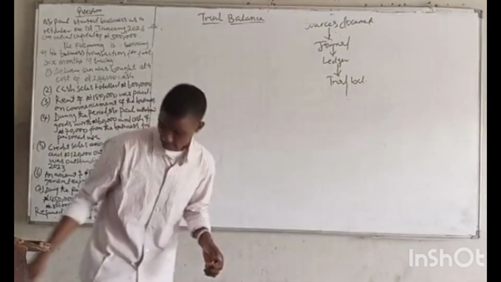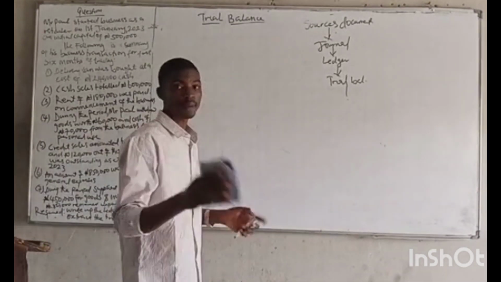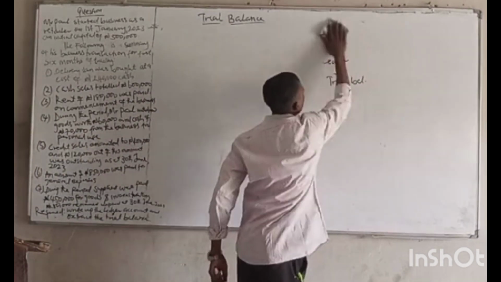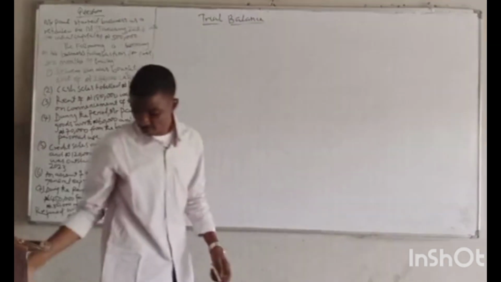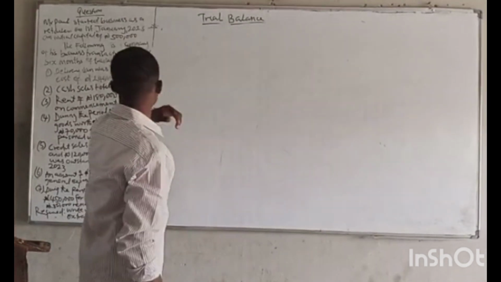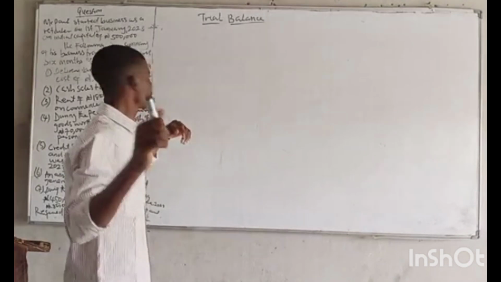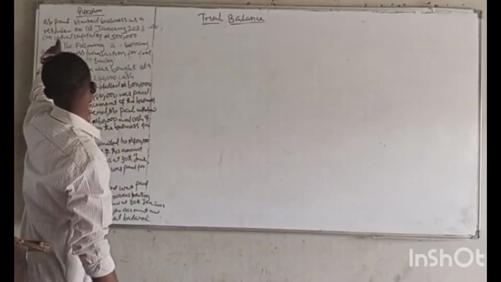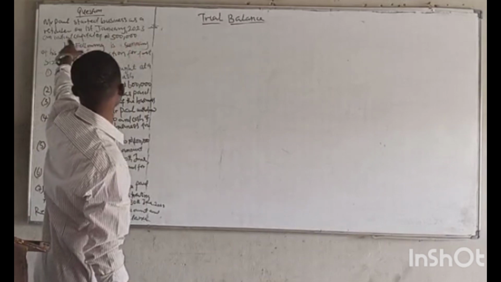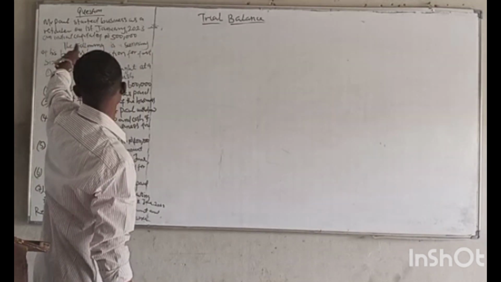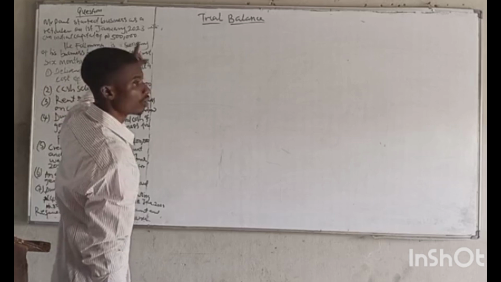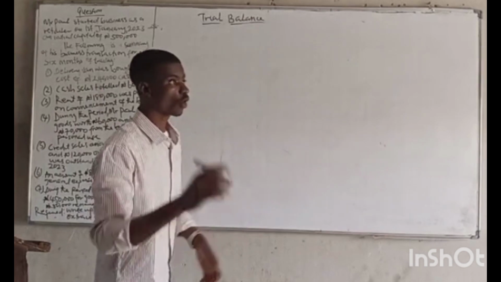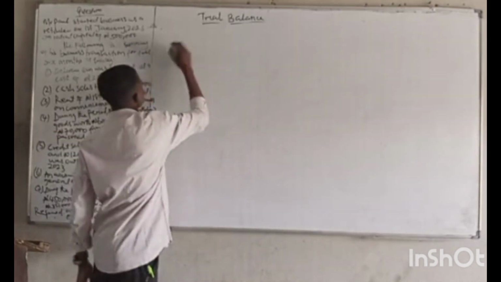Ladies and gentlemen, this is how to prepare ledger accounts and extract a trial balance, very simply. First of all, what you need to ask yourself in every transaction is, what are the two accounts involved? Starting from the first statement, Mr. Paul started business with initial capital of 500,000 naira. What are the two accounts involved? We have the capital and then the cash account. So we have to open the two ledgers.